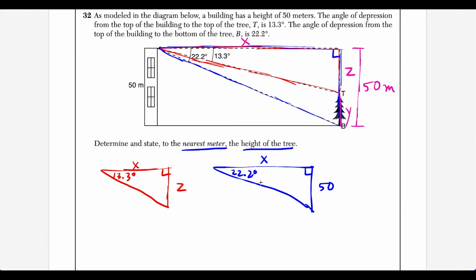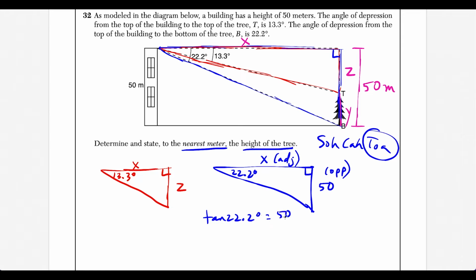So what we could do with this one is think of SOHCAHTOA, and we want to know what X is. Right now X is adjacent to the angle that we know, and what we do know is the side opposite of the 22.2 degree angle. So that tells us we're going to use tangent, and we could say here that tangent of 22.2 degrees is equal to 50 over X.